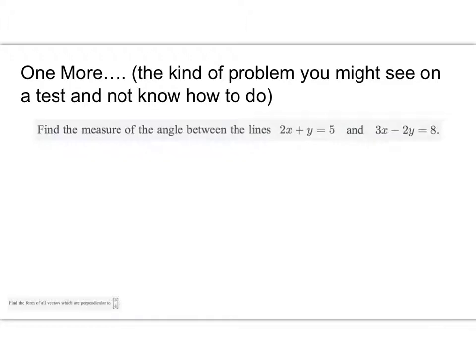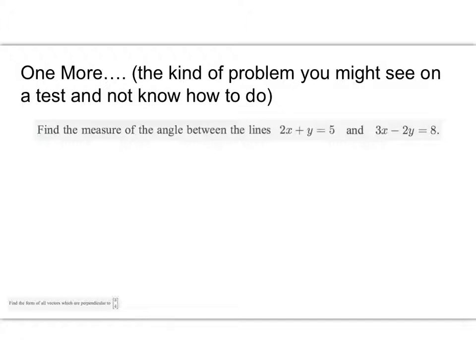Let's move on. There's at least one more kind of problem you might see on the test and might not know how to do. We want to find the measure of the angle between the lines 2x plus y equals 5 and 3x minus 2y equals 8. So that's two lines that we want to see what the angle between those two lines is. Let's give this a shot.